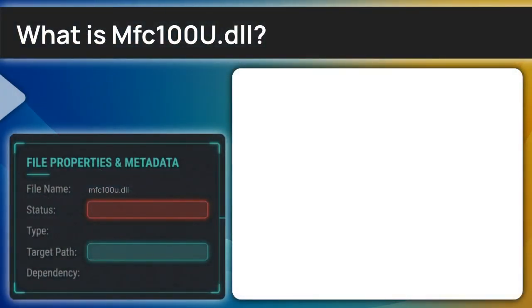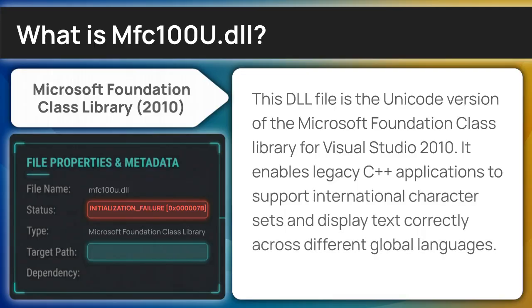This DLL file is the Unicode version of the Microsoft Foundation Class library for Visual Studio 2010. It enables legacy C++ applications to support international character sets and display text correctly across different global languages. Now that you're up to speed on the file's role, let's begin the repair process.